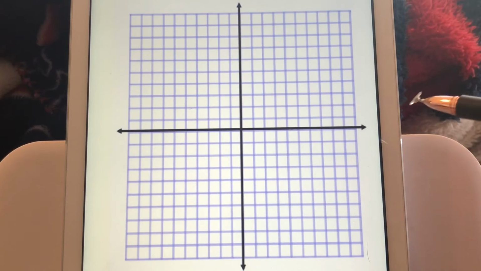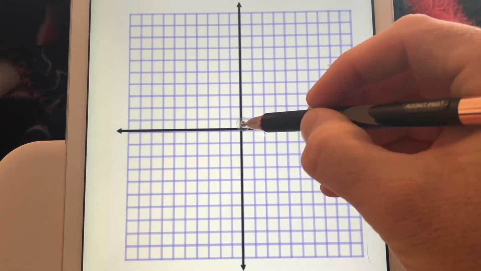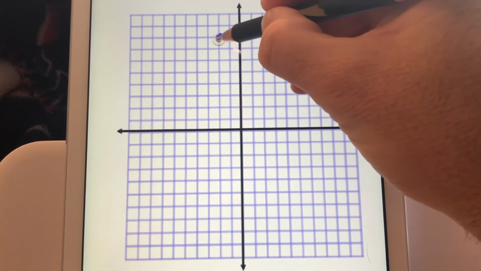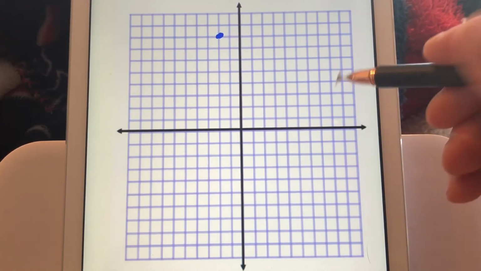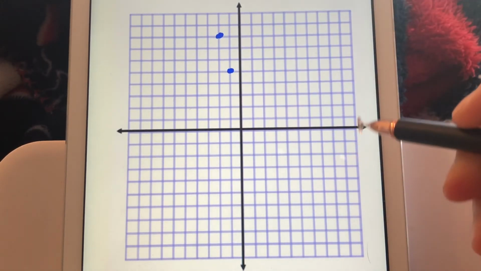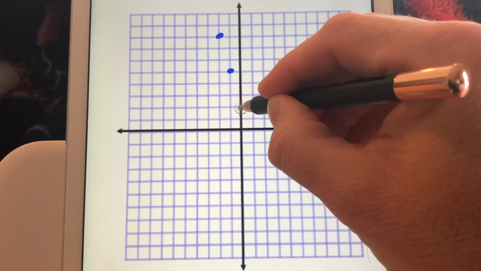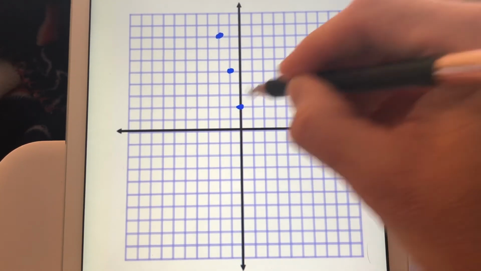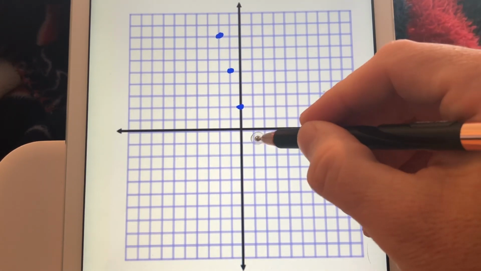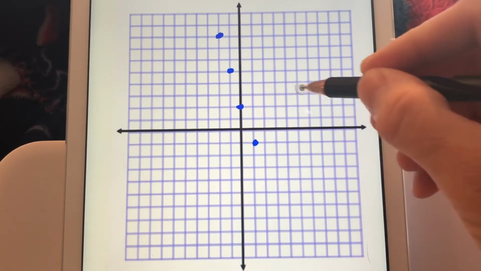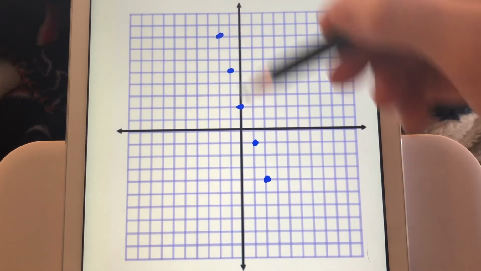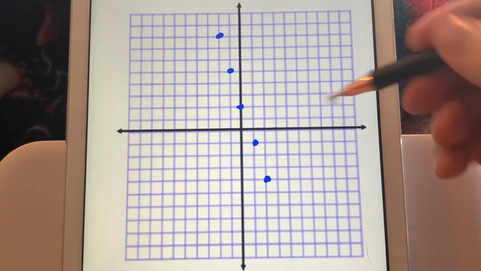Looking at the table of values we just made, we had a point at (-2, 8). So that's going to be up here. The next ordered pair was at (-1, 5). So left 1, up 5. Then we had a point at (0, 2). This point's called the y-intercept because that's where the graph crosses the y-axis. (1, -1) is here, and (2, -4) is down here. So you can see again those 5 points formed a line.